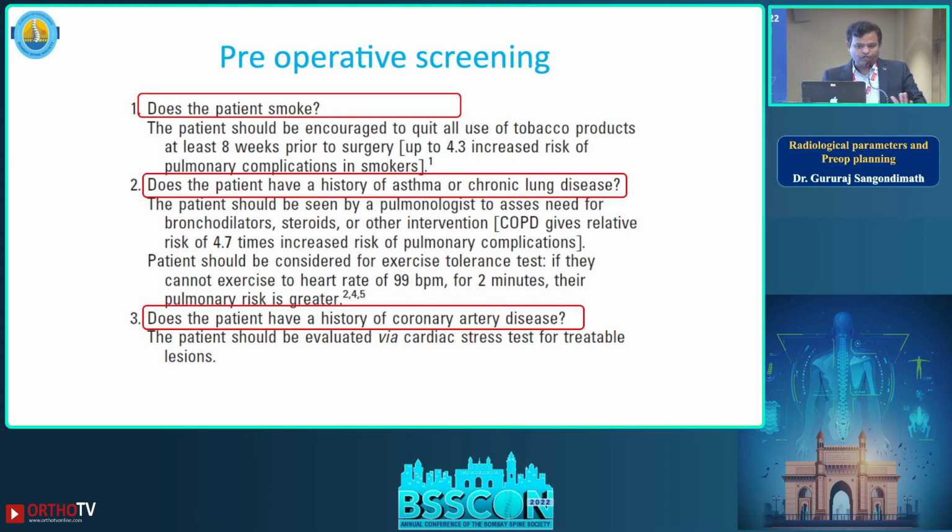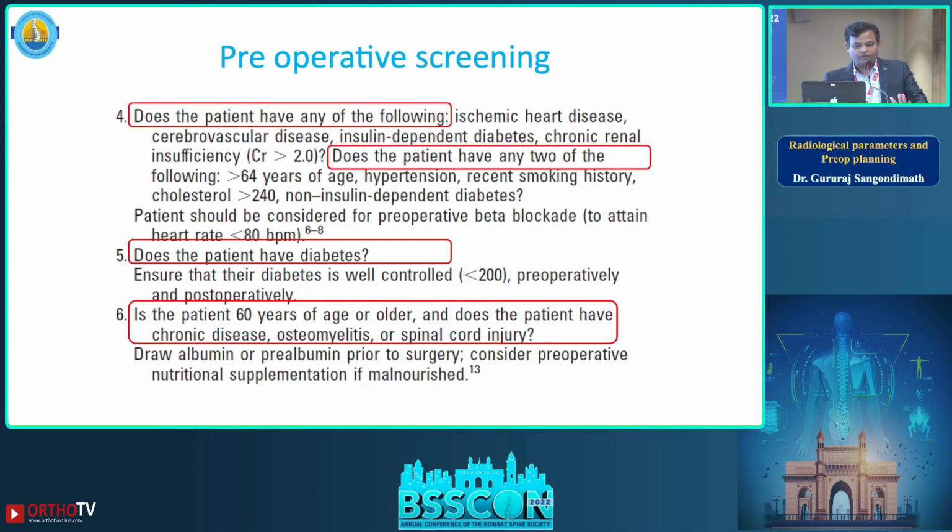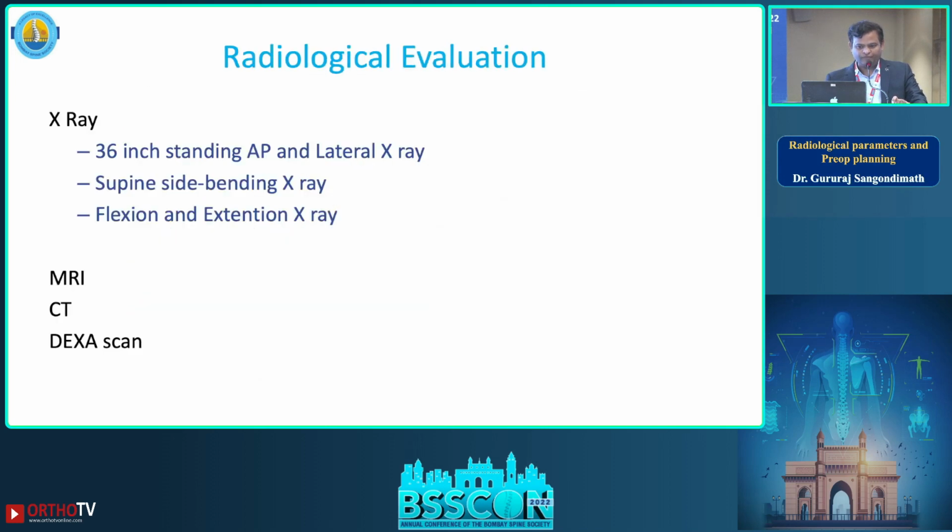I'm not going to go into detail of all these comorbidities. N number of comorbidities can be expected: whether the patient smokes, whether the patient has a history of chronic lung disease, coronary artery disease, or diabetes, renal failure, hypertension. All these comorbidities actually determine your outcome. That's a different topic, and that's again a major topic, so I will not go into detail of them.